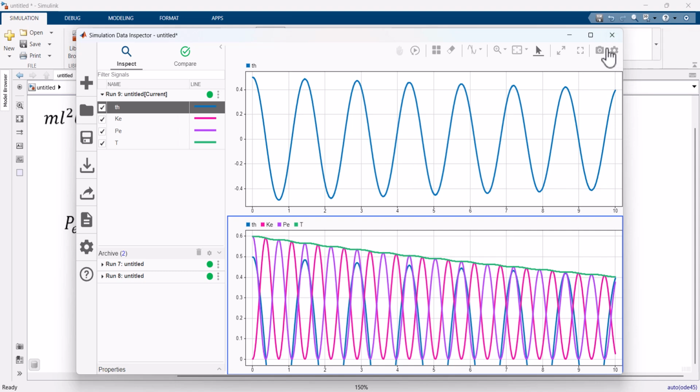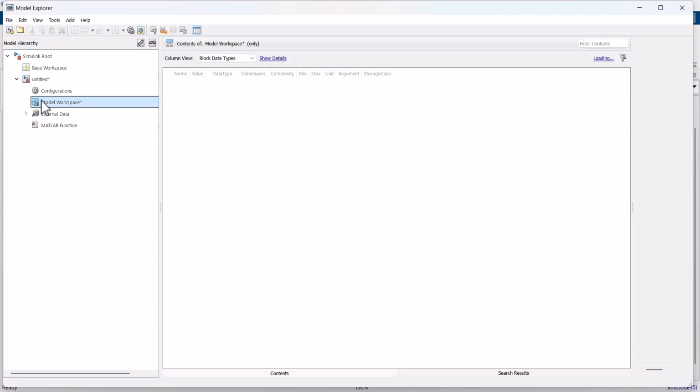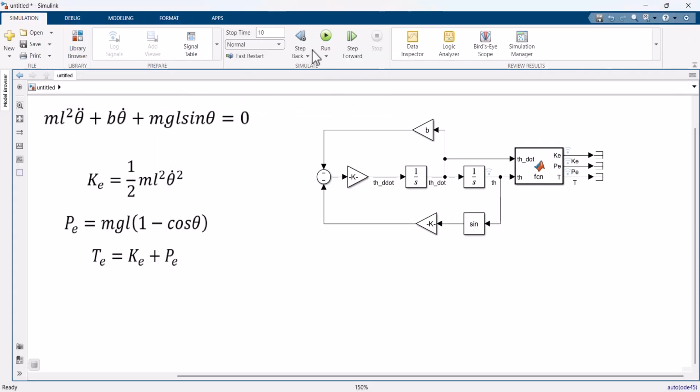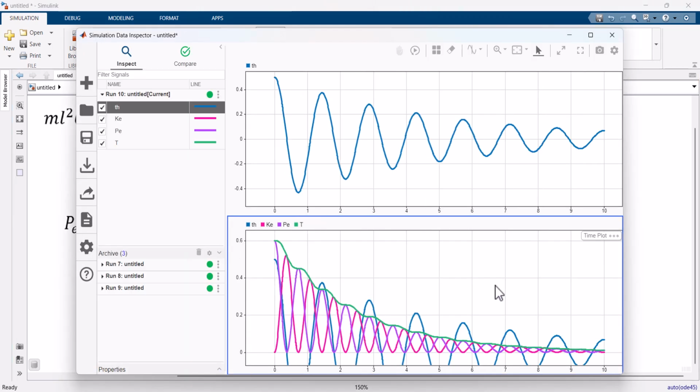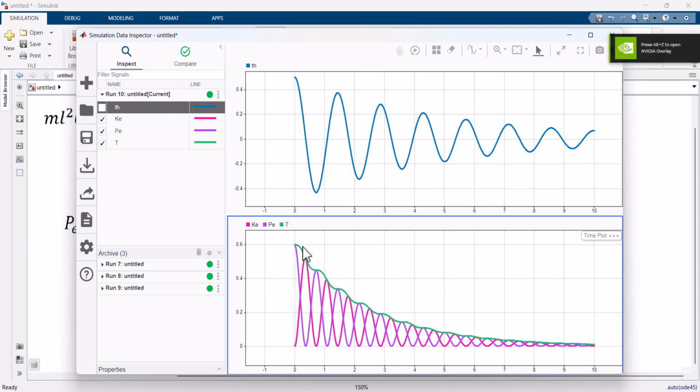So we can increase the value of B a bit more so that we can see the drop in the kinetic energy a bit more quickly. I'm going to change it to 0.1. Now in the data inspector, you can see how things are changing. Okay, so over here you can see that the energy has dropped almost to zero and the pendulum's oscillations have died out as well.